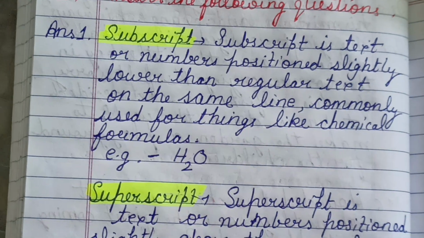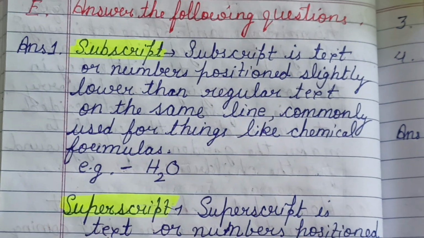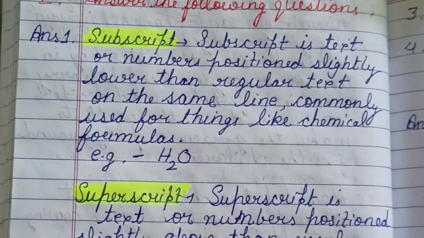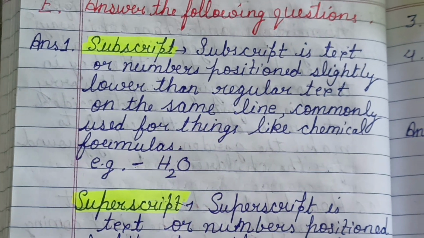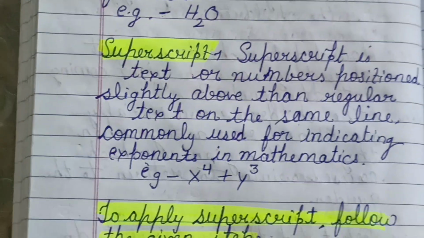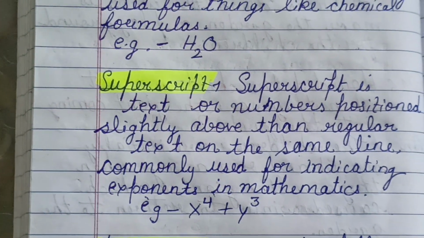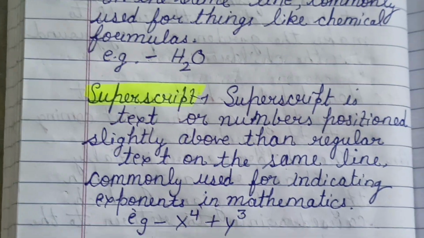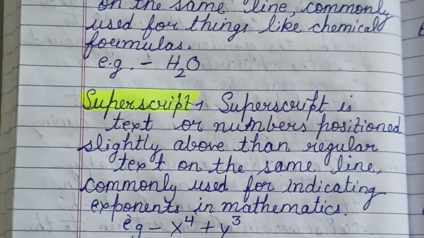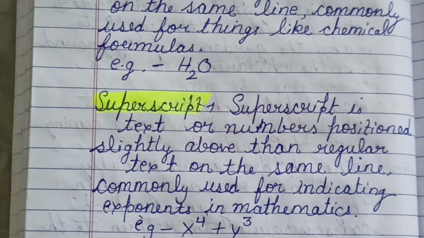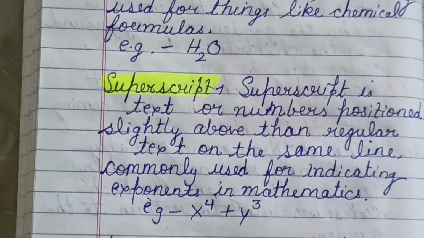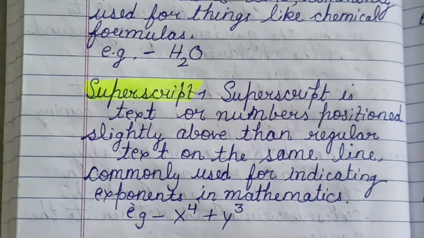So let me read it out for you. Subscript is text or numbers positioned slightly lower than regular text on the same line, commonly used for things like chemical formulas, example H2O. So now this is for the superscript. Superscript is text or numbers positioned slightly above regular text on the same line, commonly used for indicating exponents in mathematics, example x4 plus y3.